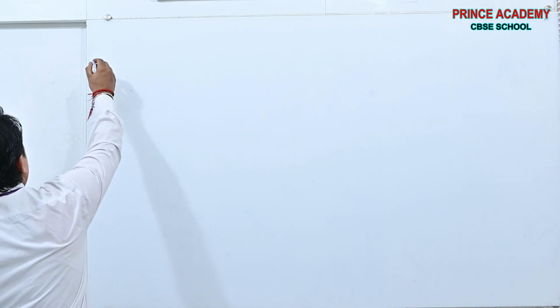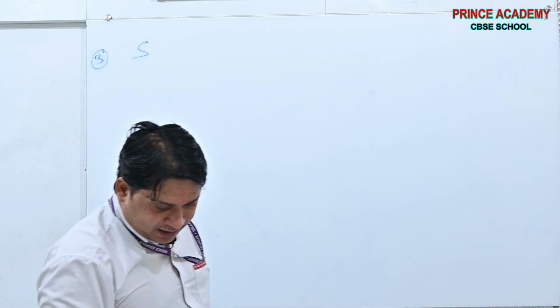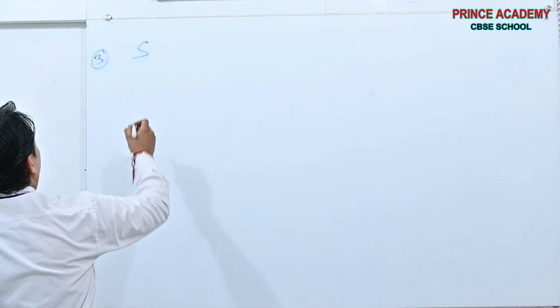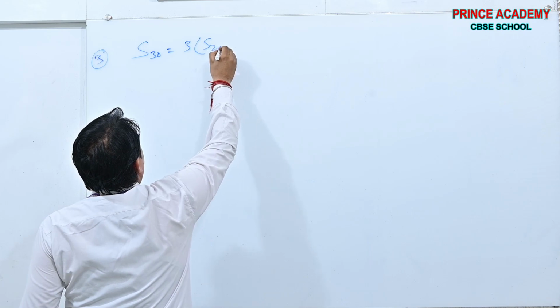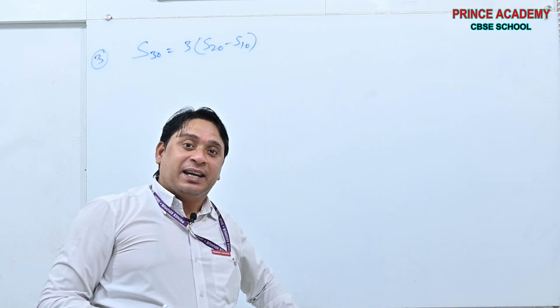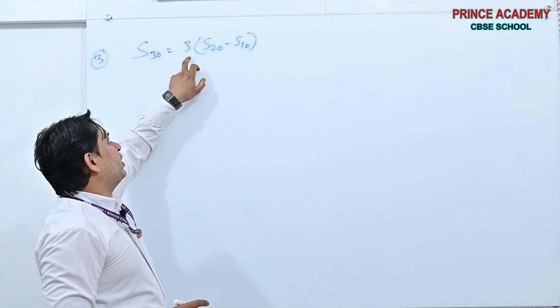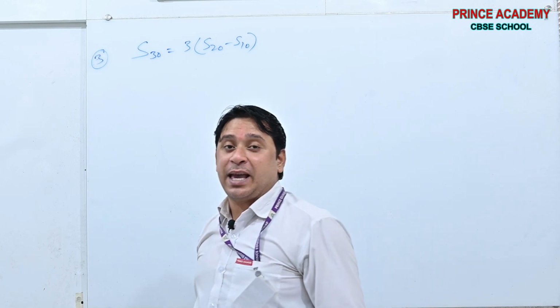See what is question number 3. For an AP, prove that S30 is equal to 3 into S20 minus S10. Do you remember? Here n is 10. S3n is equal to 3 into S2n minus Sn. It will be the same, yes or no?